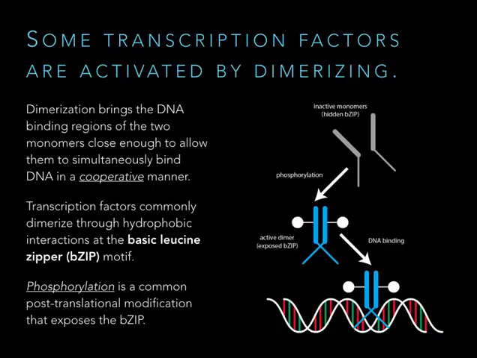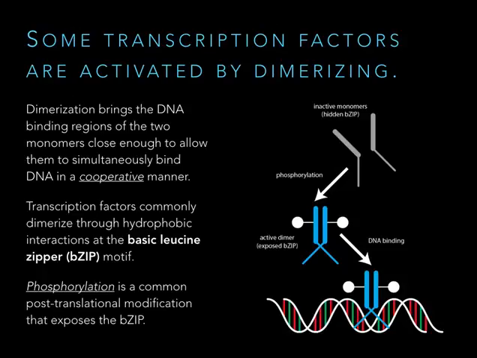Here's yet another example. Phosphorylation can induce dimerization. Oftentimes, transcription factors function as dimers. And what the dimerization does is actually create a larger binding site for the DNA. And so with this dimerization, the transcription factors can associate stably with the DNA.